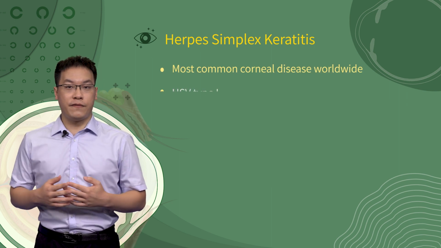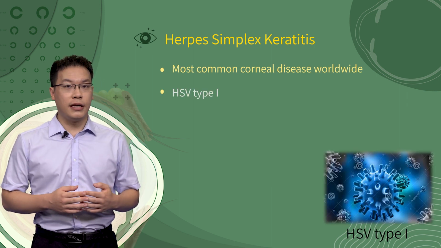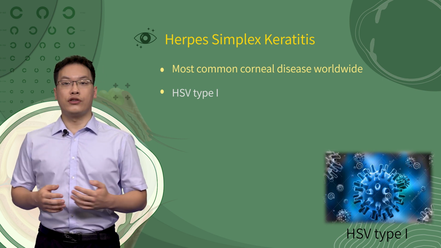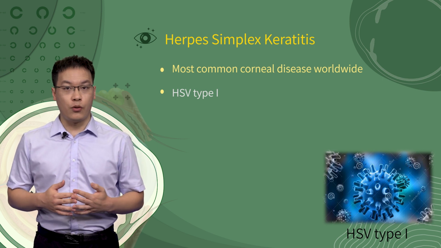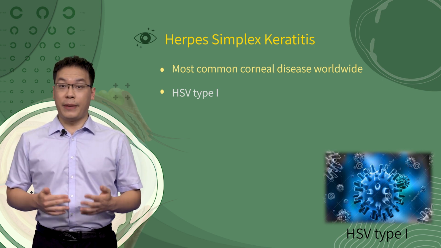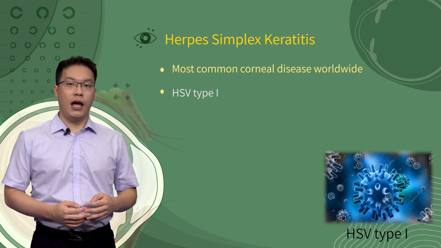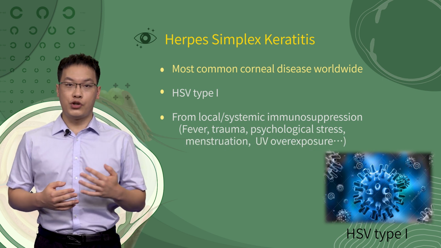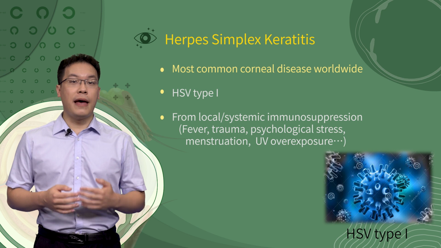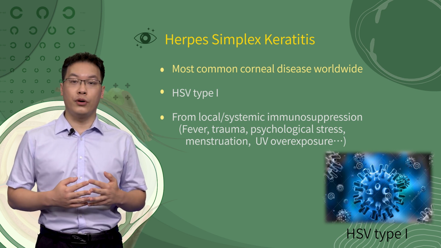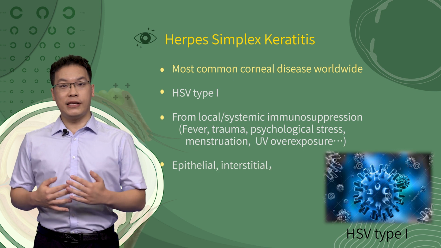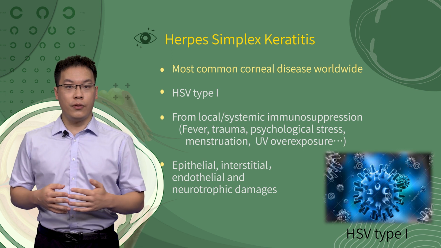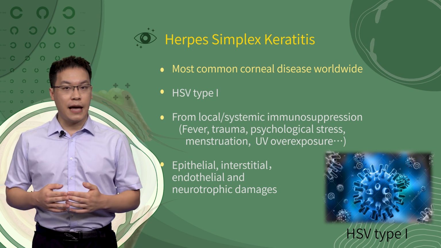The herpes simplex virus type 1, HSV-1, is the most common virus associated with keratitis, and is also the leading cause of corneal blindness around the world. Like bacterial and fungal keratitis, herpes simplex keratitis is often induced by fever, trauma, psychological stress, menstruation, and compromised immune status. The virus resides in the trigeminal ganglions and causes epithelial, interstitial, endothelial, and neurotrophic damage to the cornea.